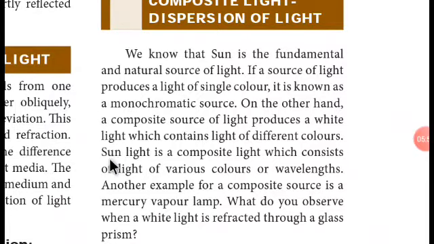Sunlight is a composite light which consists of light of various colors or wavelengths. If you look at the sun's light in the evening, it will appear red, and in early morning it will appear red or yellow. But in the afternoon, it gets lighter and lighter, approaching white color, and white color means a band of 7 colors.